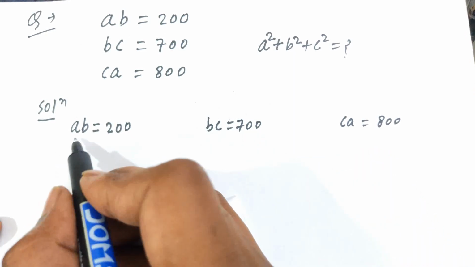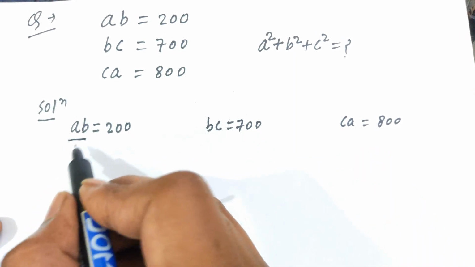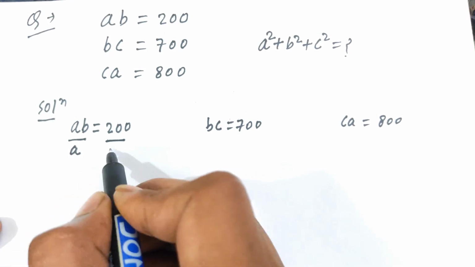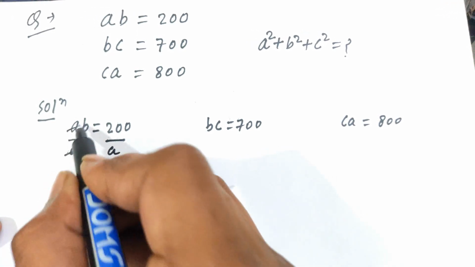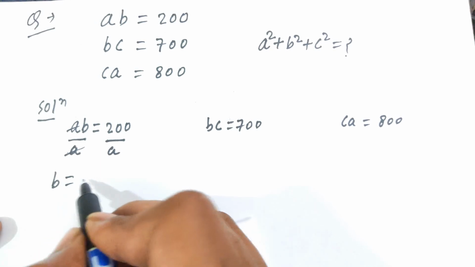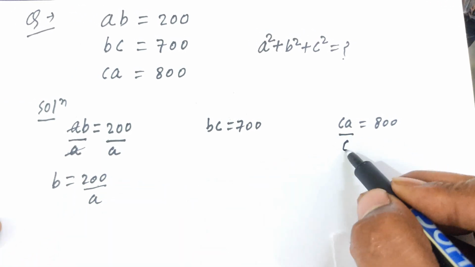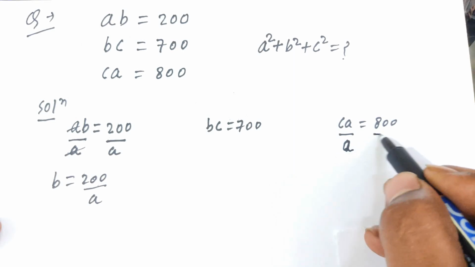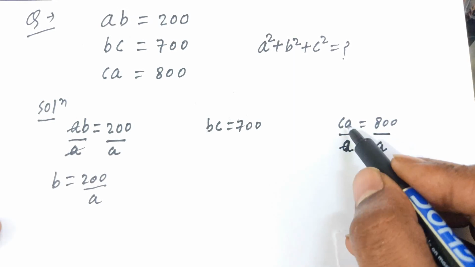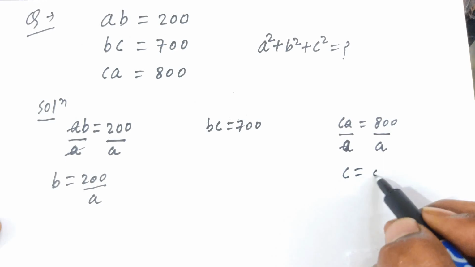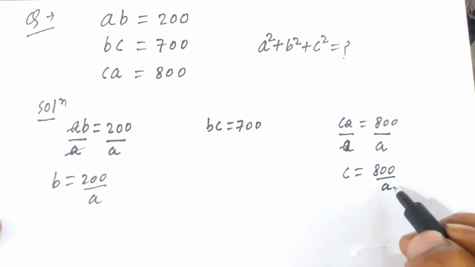Now here, if we divide both sides by a, then this a and this a cancel out, then the value of b is 200 divided by a. And here, if we divide both sides by a, then this a and this a cancel out, then c is equal to 800 divided by a.